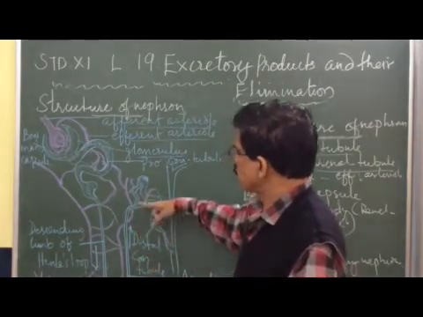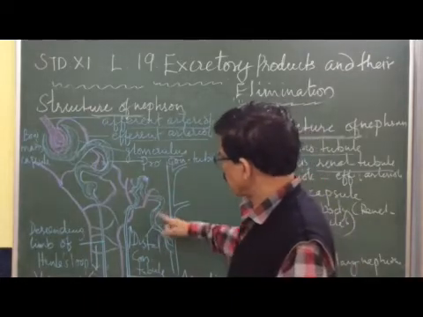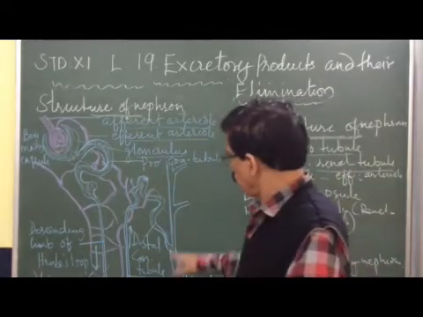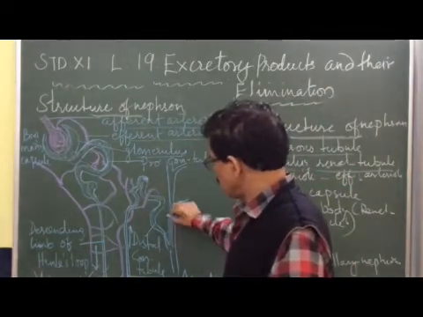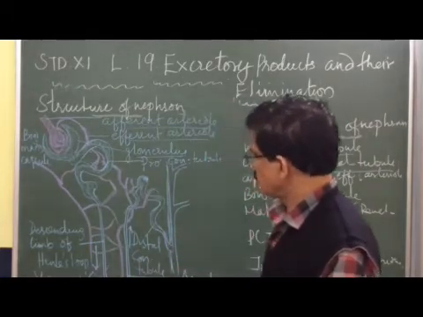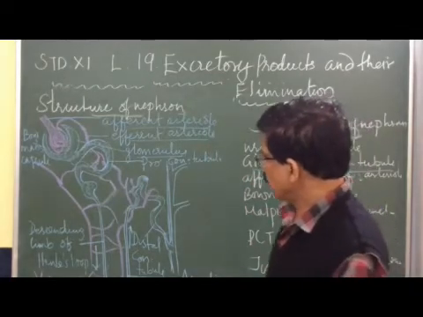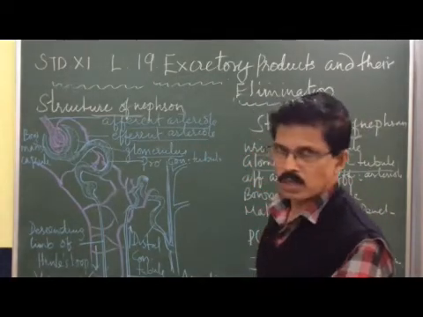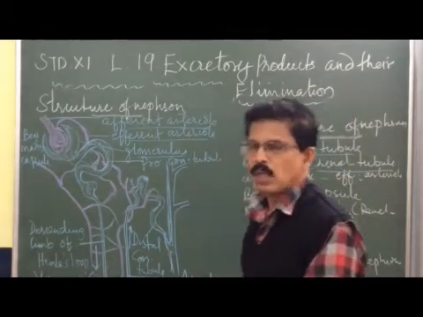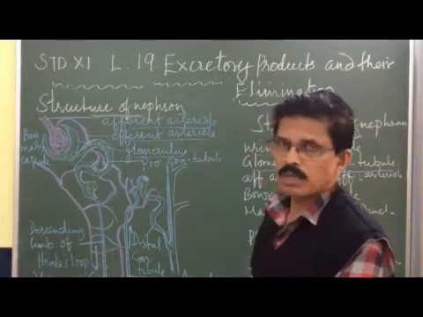The ascending limb of the Henle's loop forms coiling again, and that is the distal convoluted tubule, and ultimately the distal convoluted tubule opens to the collecting duct. That collecting duct collects a lot of distal convoluted tubules of 10 lakhs of nephrons. This collecting duct together forms the ureter. Collecting ducts of all the nephrons in each kidney together form the ureter and come out of the kidney.